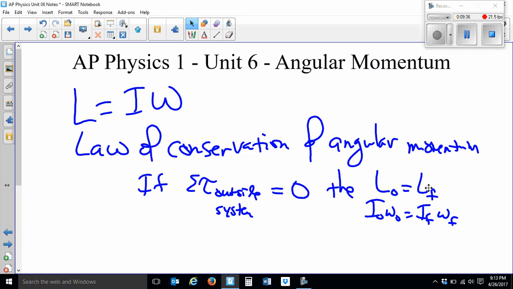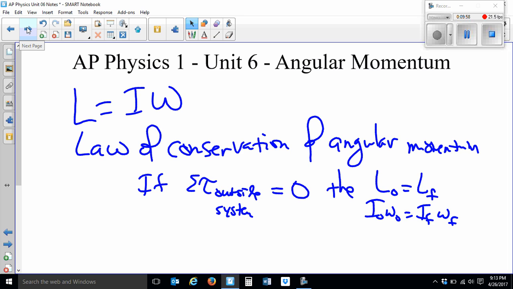Again, if we've got a system of objects where there's one or two or more objects, those individual pieces of the system can change their momentum without an outside force, but the angular momentum of that entire system cannot change. So again, the ladybug problem that we talk about in class will be represented here with this.